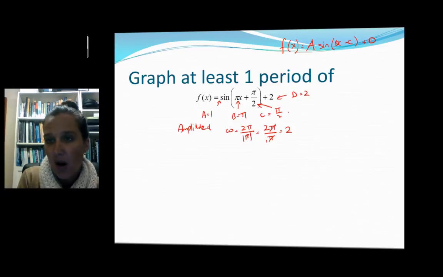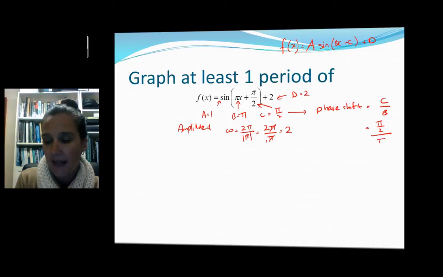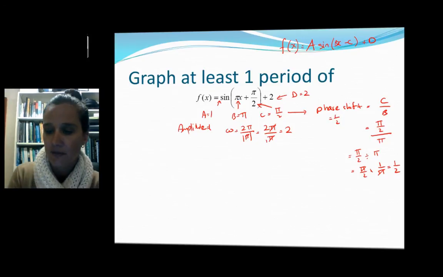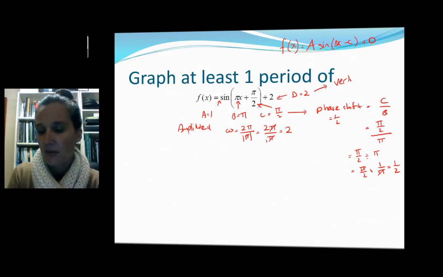For C, we have pi on 2, so that leads us through to our phase shift, which is equal to c on b. And we have pi on 2 divided by pi. So here, if we think about it this way, pi on 2 divided by pi, or pi on 2 times 1 on pi, here they cancel out and we get a half. So our phase shift is equal to a half. And then D is our vertical shift. So we have a vertical shift equal to 2.